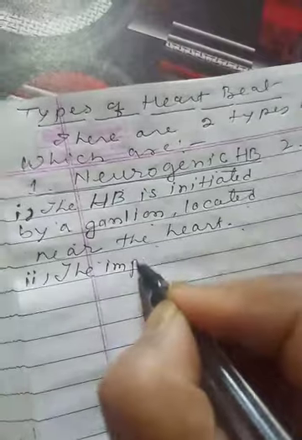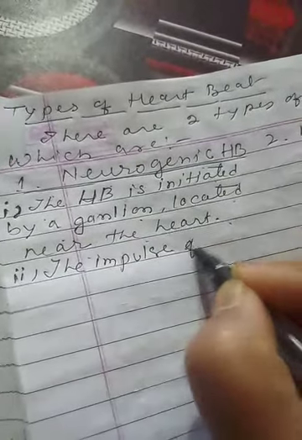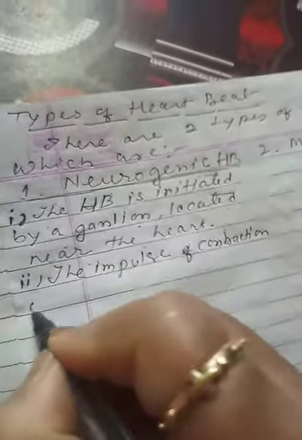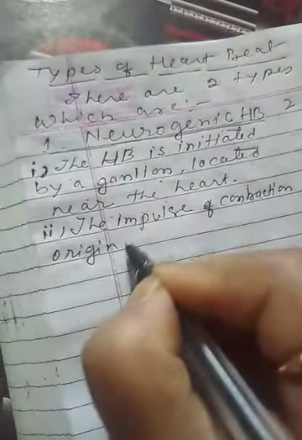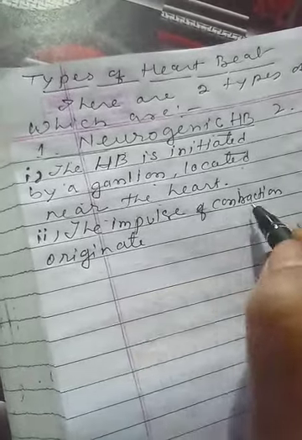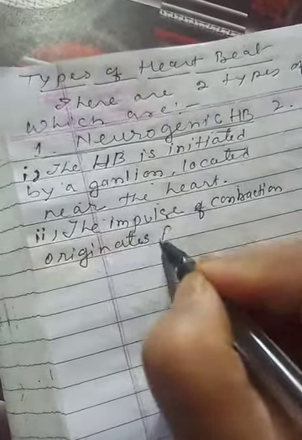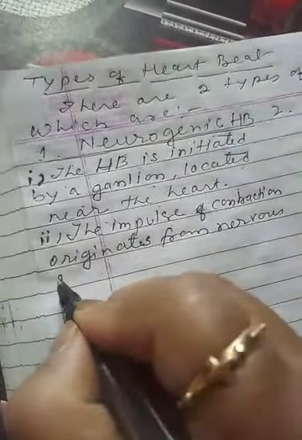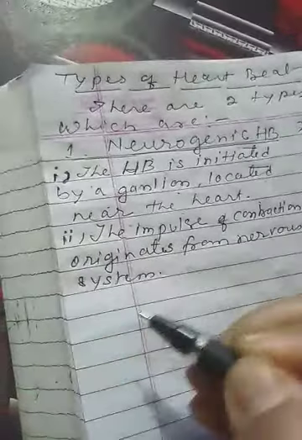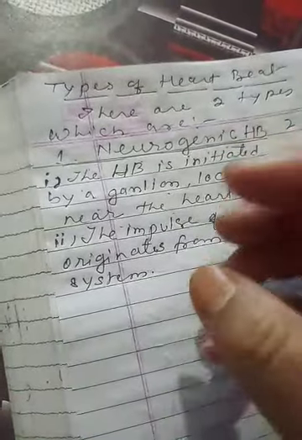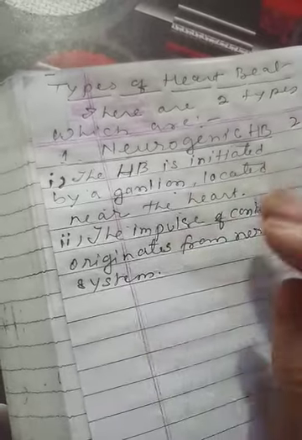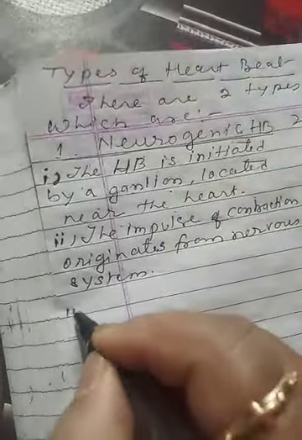The impulse of contraction originates from the nervous system. That means the heartbeat is controlled by or under the nervous system. That is the neurogenic. So the name is given neurogenic.